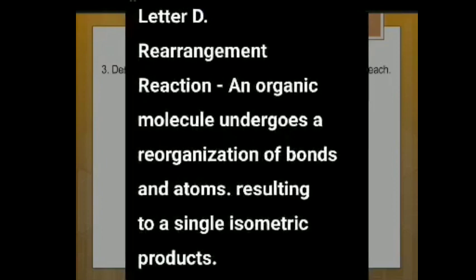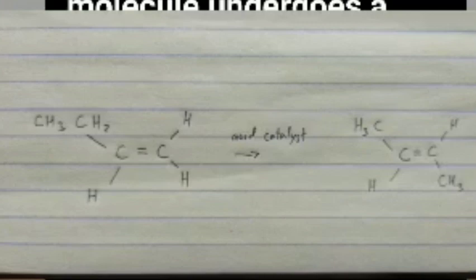Letter D, rearrangement reaction. An organic molecule undergoes a reorganization of bonds and atoms resulting in a single isomeric product. Example, but-1-ene undergoes reorganization and results in but-2-ene, which is an isomeric product.